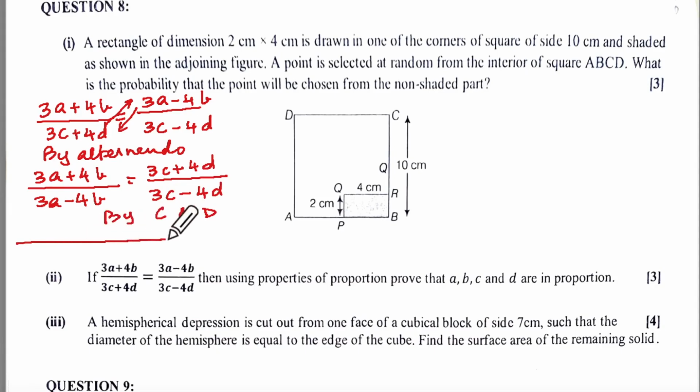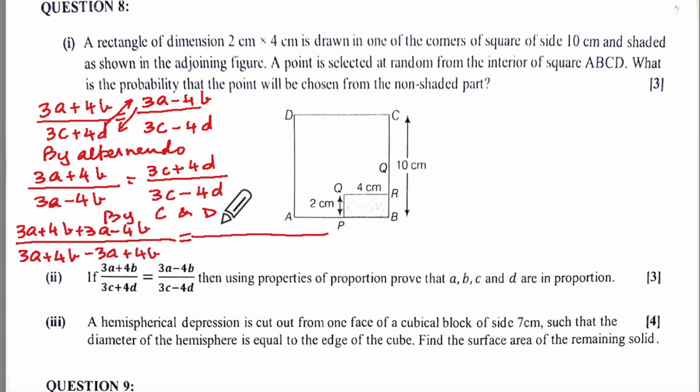For this, I know some of you do get confused. Add this plus this, means 3A plus 4B plus 3A minus 4B. Then write this in the denominator, 3A plus 4B, and change the signs of this, so minus 3A plus 4B. Same thing you will do here, so 3C plus 4D plus 3C minus 4D upon, write this as it is, 3C plus 4D minus, and change the signs and write 3C plus 4D.